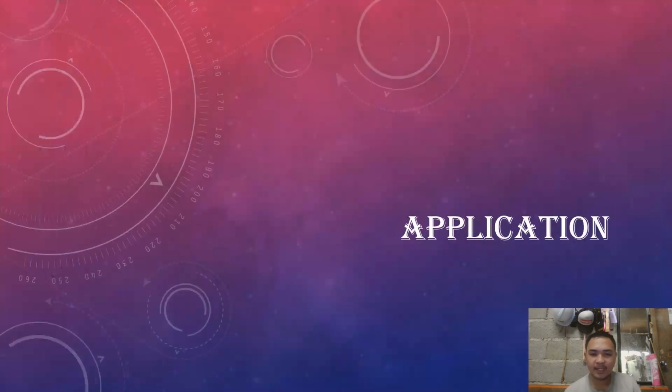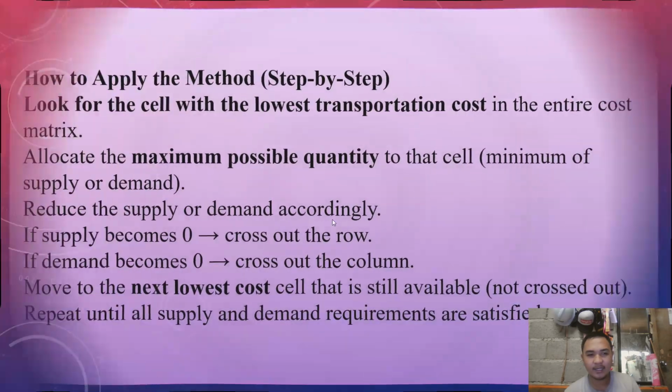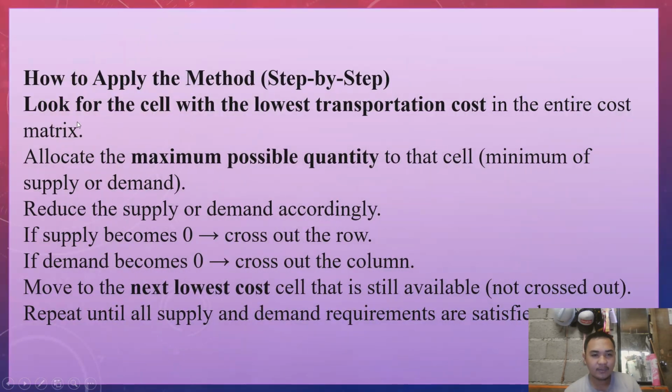So here's how to apply the least cost method. First, we need to look for a cell with the lowest transportation cost in the entire cost matrix. Then we allocate the maximum possible quantity to that cell, the minimum of supply or demand. Next, we reduce the supply or demand accordingly. If supply becomes zero, cross out that row. If demand becomes zero, cross out that column.